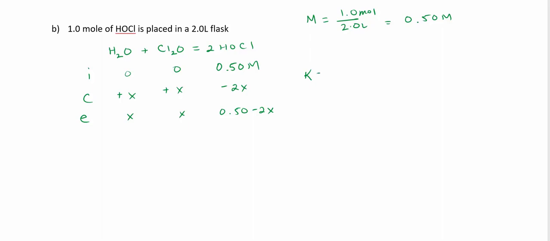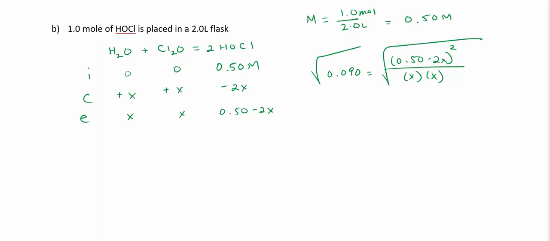So I fit all of that into the K expression, and the K value is still the same, 0.090. And that is going to be the product squared, 0.50 minus 2x squared, over x times x. Now, this is one of those cases where you don't have to make it any harder for yourself than it already is. We can simply take the square root of both sides. And when we take the square root of both sides, I get 0.30 for the left side, and on the right side, I have 0.50 minus 2x over x.